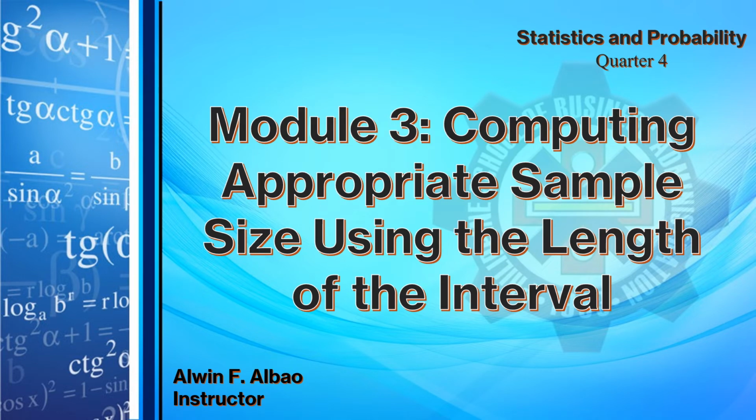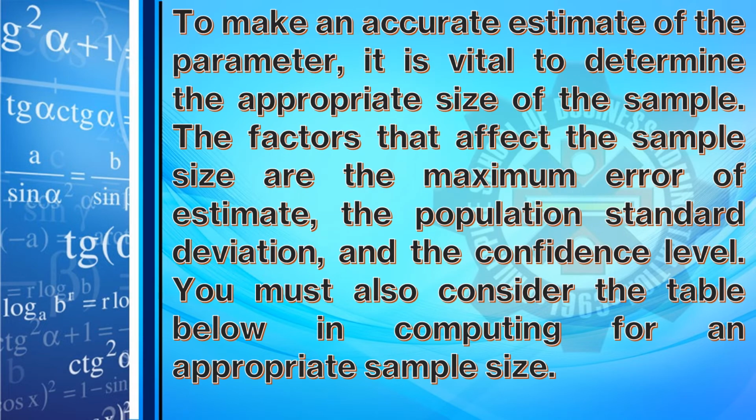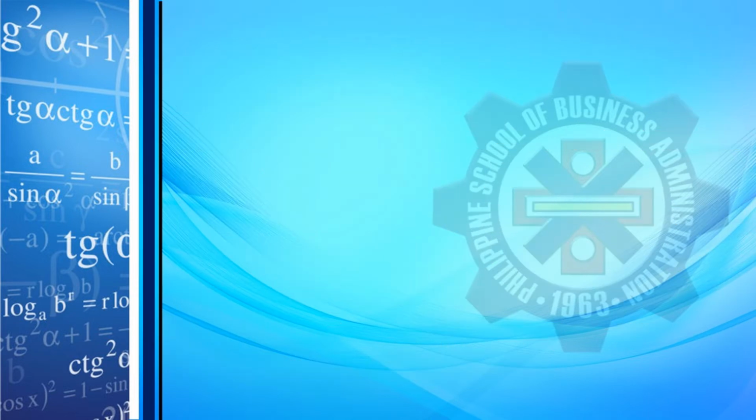For our discussion today, we will be discussing Module 3, computing appropriate sample size using the length of the interval. Our learning objective is to compute for an appropriate sample size using the length of the interval. To make an accurate estimate of the parameter, it is vital to determine the appropriate size of the samples. The factors that affect the sample size are the maximum error of estimate, the population standard deviation, and the confidence level. So you must also consider the table below in computing for an appropriate sample size.